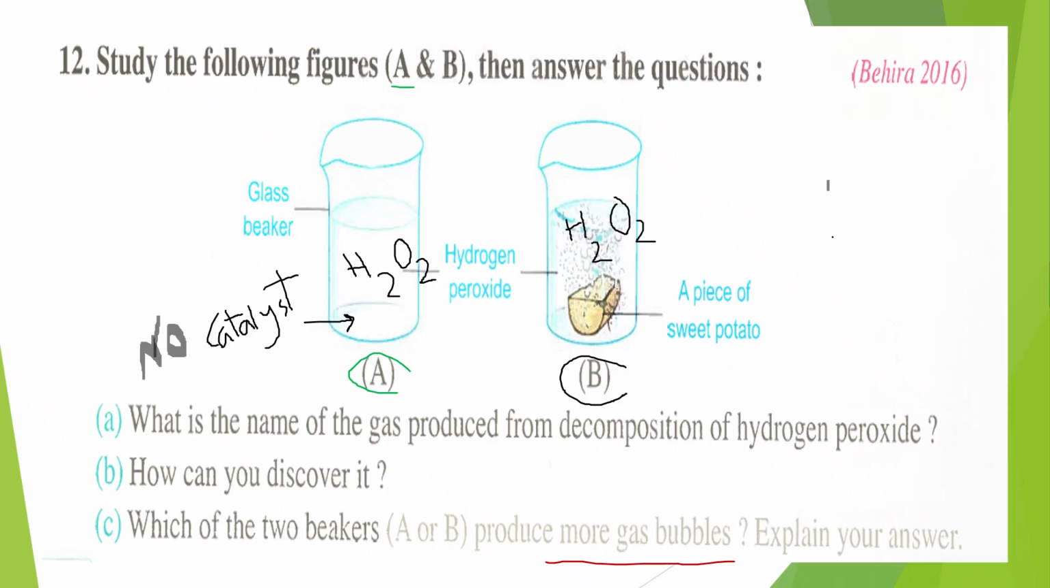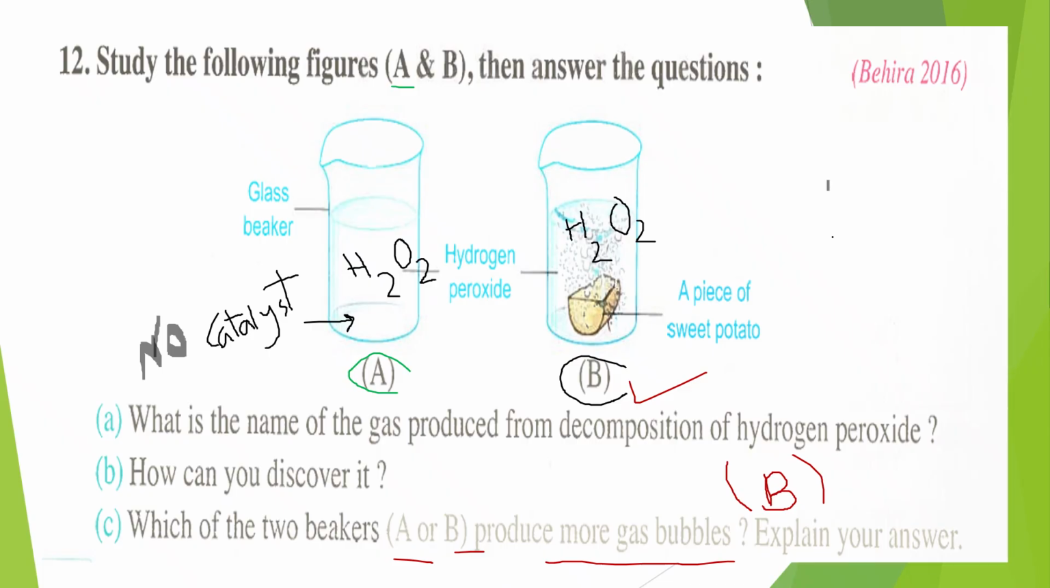Which one of them is fast here? For sure it's letter B because this is a catalytic reaction. A catalytic reaction is a reaction in which we use a catalyst to speed up the reaction. So, which of the two beakers, A or B, produces more gas bubbles? Explain your answer. The answer will be letter B. Why? Because it is a faster reaction, or it is a catalytic reaction.